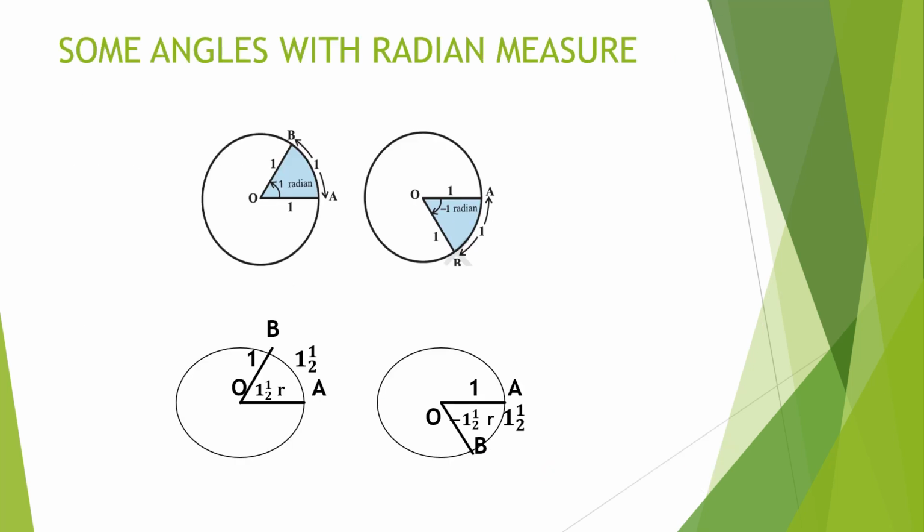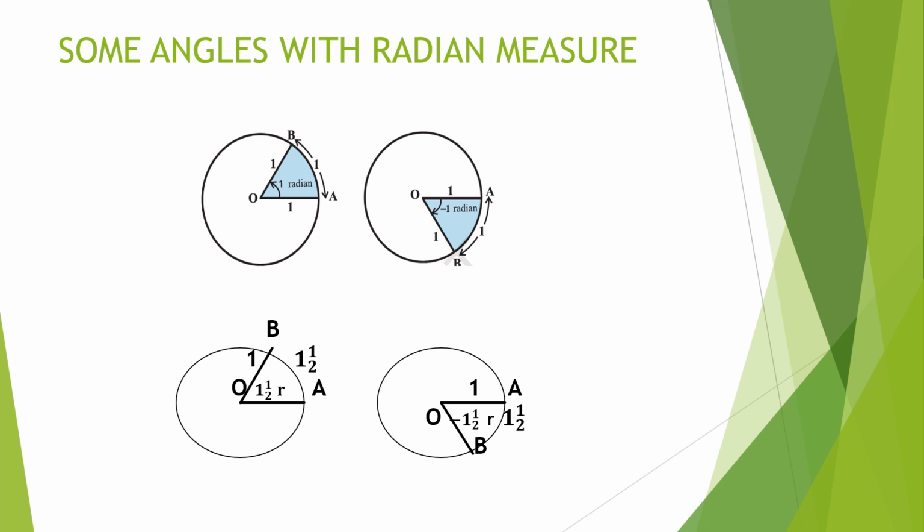Let's understand some angles with radian measure. In the first case, we know that for the unit circle, the circle has radius 1, and if the arc AB is also of 1 unit, then it is making an angle of 1 radian. If it is in the clockwise direction, similarly it will be minus 1 radian.